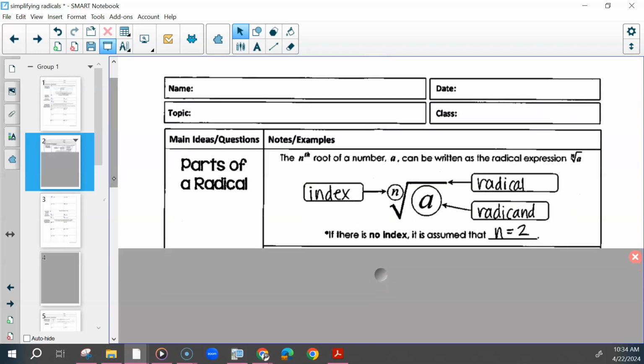So the parts of a radical that we need to know, remember, the nth root of a number a can be written as the radical expression, the nth root of a, where n is your index. This is the radical, and then what's underneath the radical is called the radicand. If there is no actual number outside of here, assume it's 2. We're really just going to be dealing with square roots and cube roots, but the nth root could be anything.